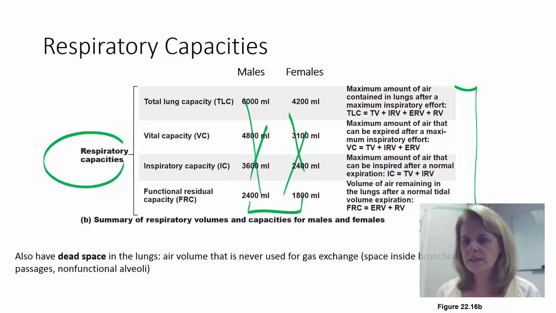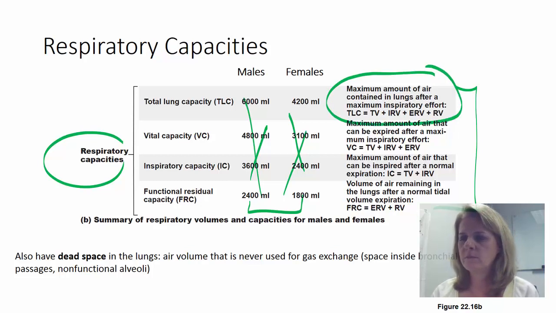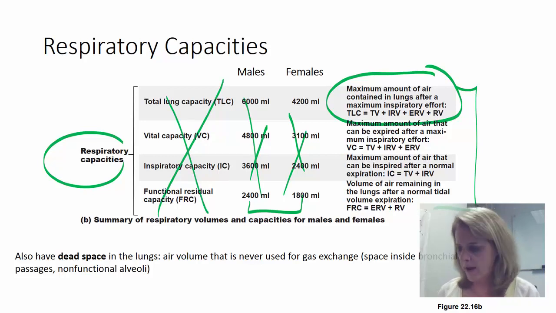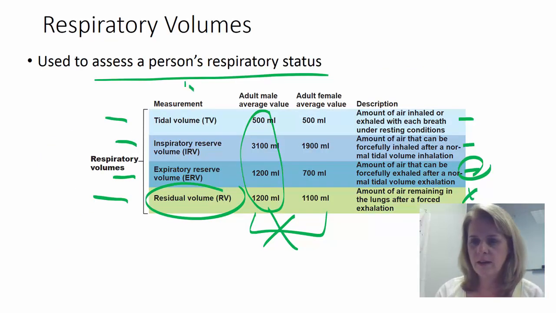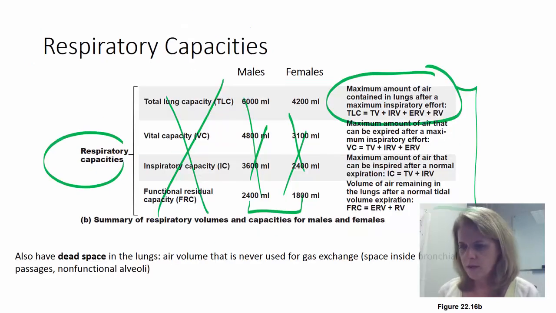But it is kind of neat to see that you can take these volumes and determine some of these capacities, which is like the maximum amount of air contained in the lungs after the maximum inspiratory effort and all these other things. Again, I'm not going to ask you to define the different capacities. I do want you to be able to define the volumes, okay? But the capacities is really something more that you would do if you're going to be a respiratory therapist.